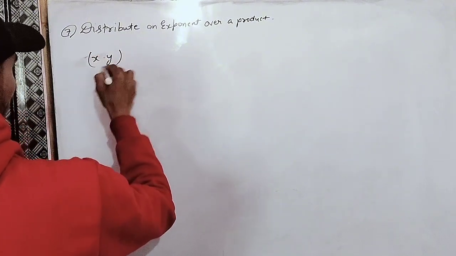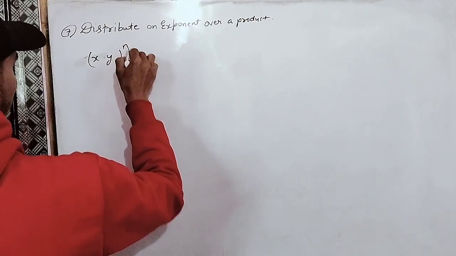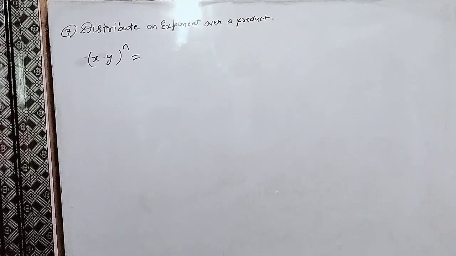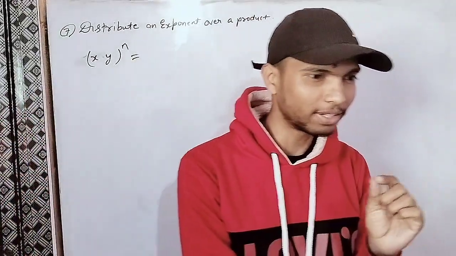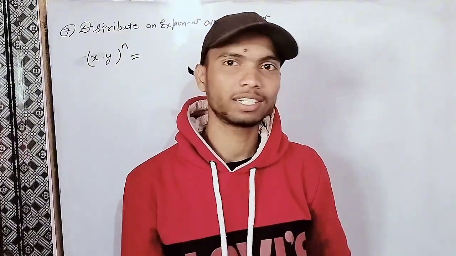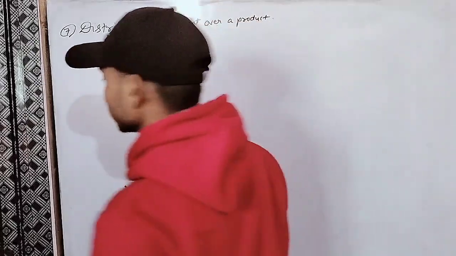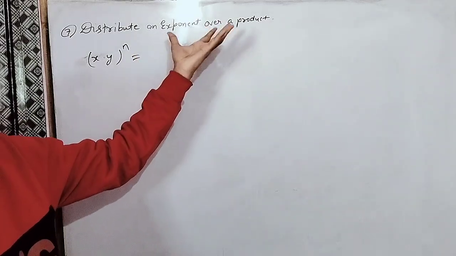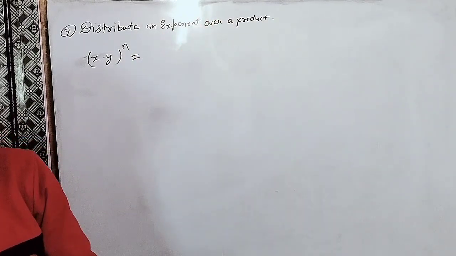Means the question is x and y. These are bases. Now we have n. N is the exponent. Just try to understand. X is a base, y is a base as well, but n is the exponent. So it is saying you have a product. The base is with the product, the base is with the multiplication. That's why we will be able to use this statement.